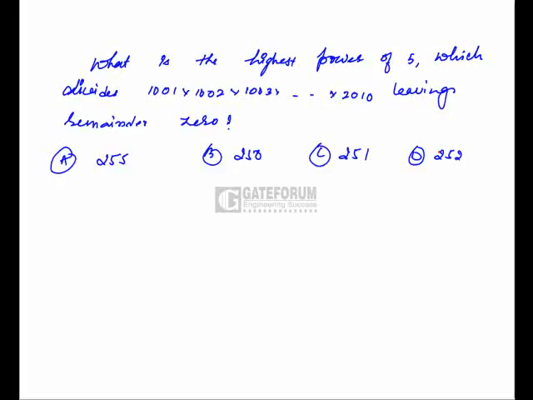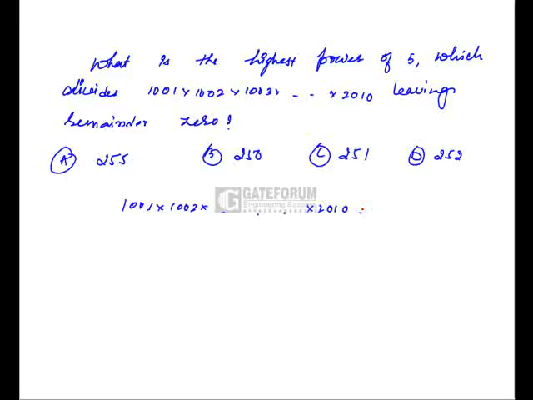In this problem, we have to find the highest power of 5 which divides the number 1001 into 1002 into and so on up to 2010, and leaves remainder 0. That means we have to find the power of 5 which divides this number. Now, if we convert this into factorial, we know the method to find the power of any number. So let us convert this into factorial.